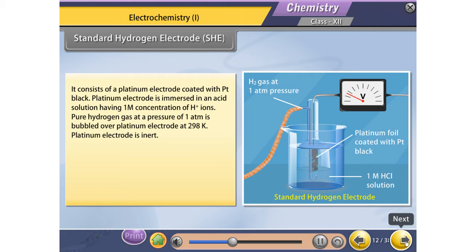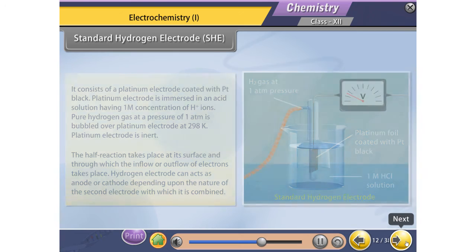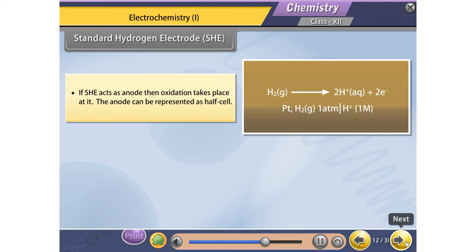The platinum electrode is inert. The half reaction takes place at its surface, and through it the inflow or outflow of electrons takes place. The hydrogen electrode can act as anode or cathode, depending upon the nature of the second electrode with which it is combined. If SHE acts as anode, then oxidation takes place at it. The anode can be represented as a half cell.